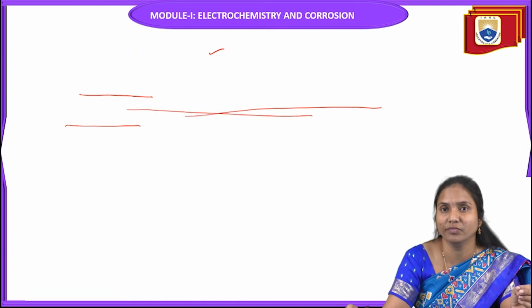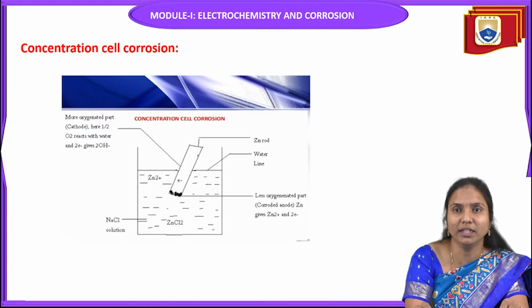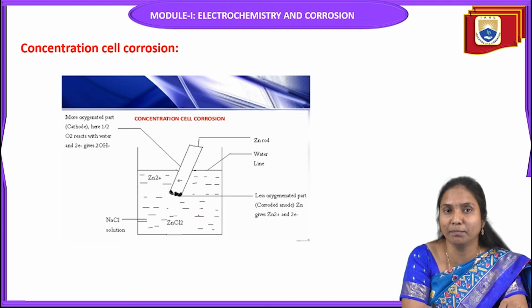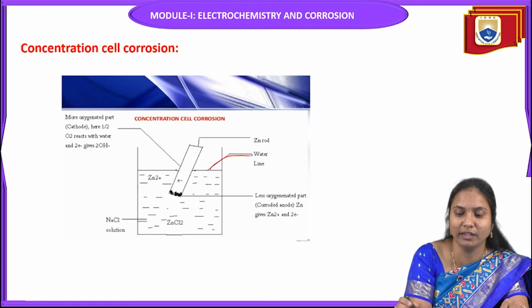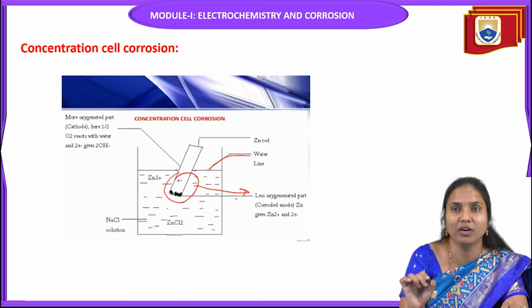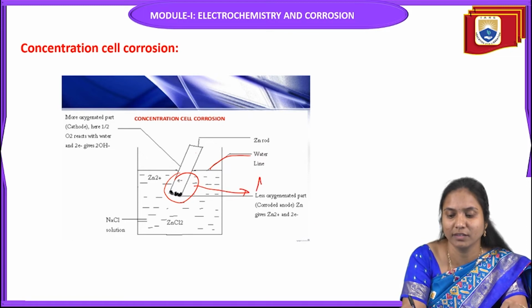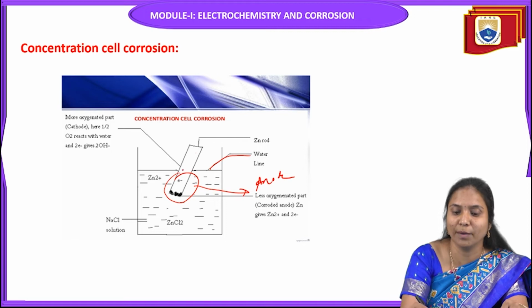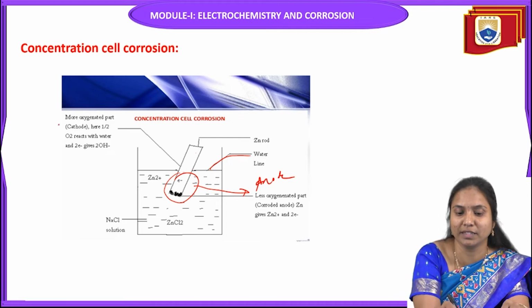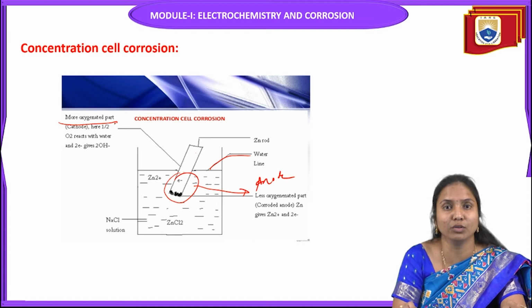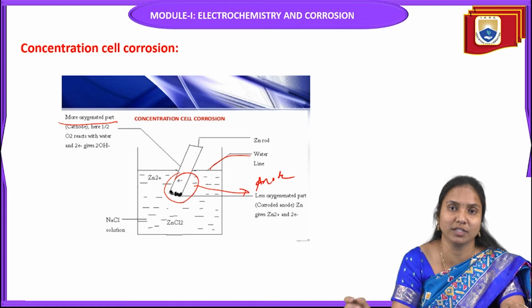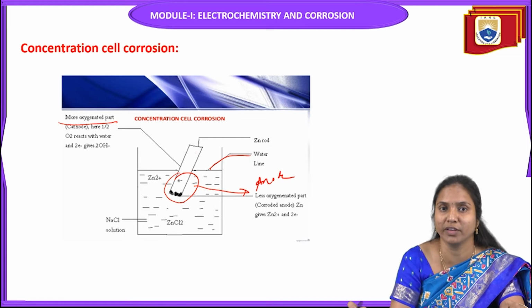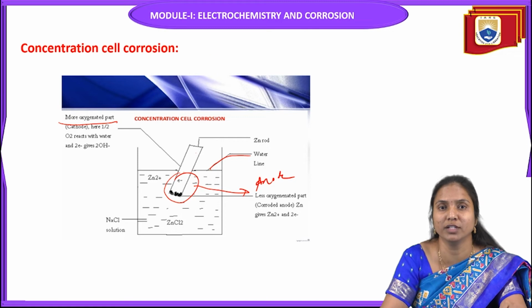For example here, the metal is partially dipped in water or zinc chloride electrolyte. This is the water line. Below the water line there is a lesser percentage of oxygen, so that part acts as anode. Above the water level there is a more oxygenated part, so that part acts as cathode. So there are two different levels of concentration of oxygen on the metal surface. That's why this type of corrosion occurs.